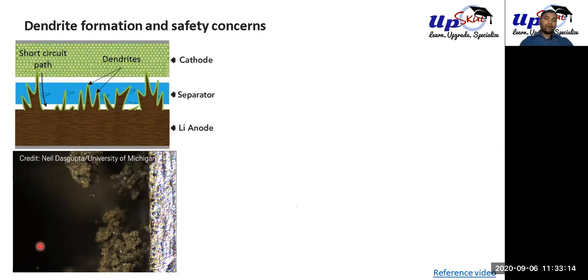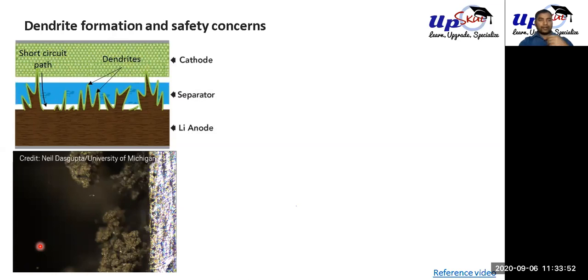Now, why dendrites form is a difficult question, because the research on this is still ongoing. There are different hypotheses. Okay, but one simple reason that people give, and it's a hypothesis, not a proven reason, is that when the lithium ion flows towards the electrode, the dendrite mostly follows this flow trajectory. Okay, so due to that pull, some lithium comes out, and every time little by little it increases.